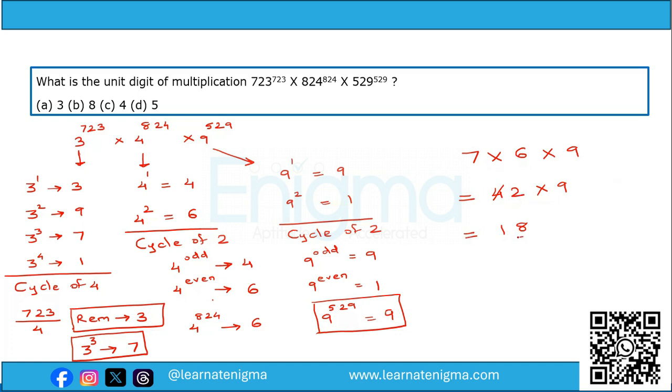Again, we are interested only in the units digit. So forget about 1. So 8 is your answer. Option B.